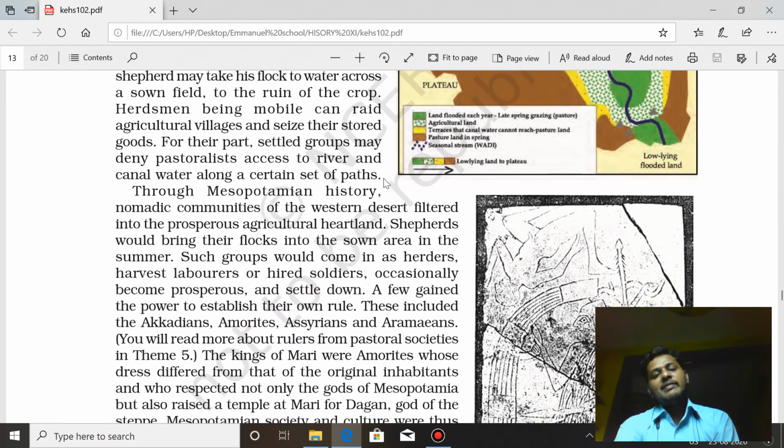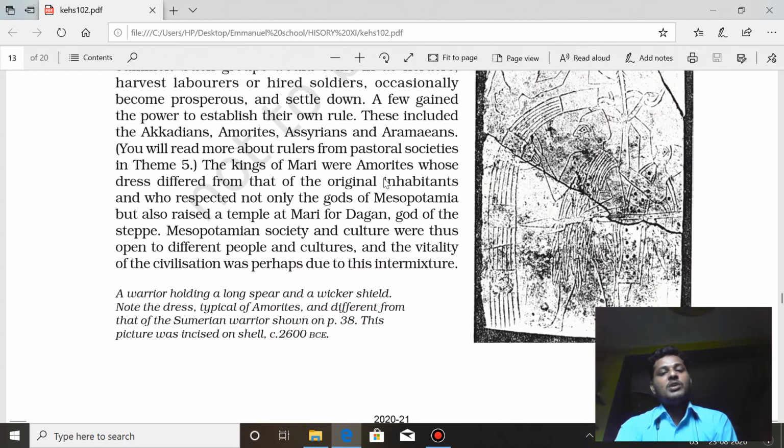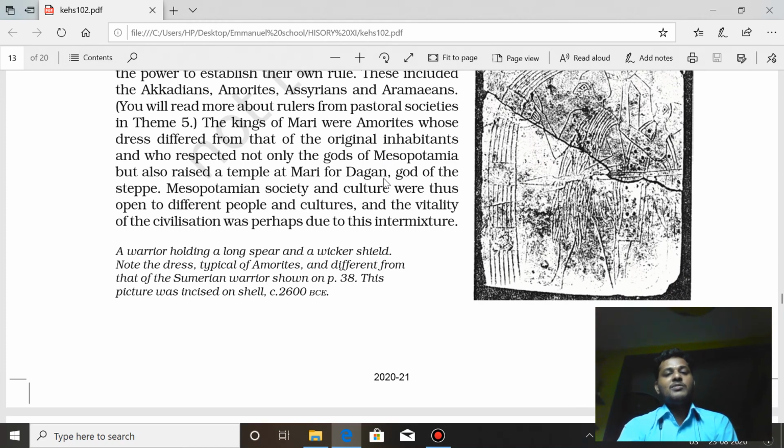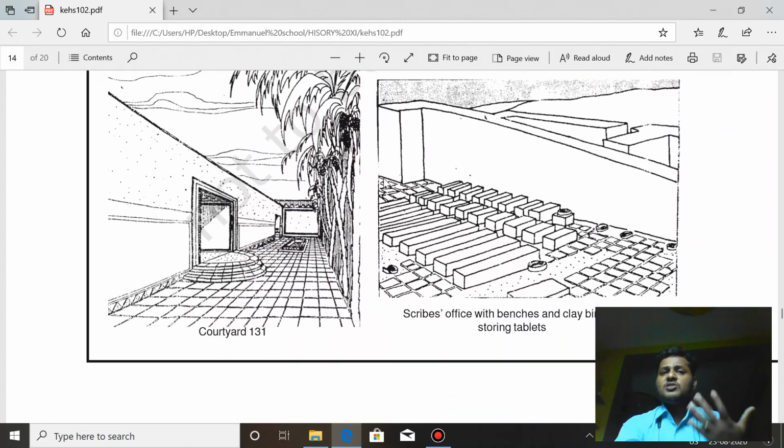Through history we come to know that some nomadic communities from the western desert filtered into this area, and they came for menial jobs like soldiers, laborers and all that. But slowly, when they gained power, they established their own rule, like the Akkadians, Amorites, Assyrians and Armenians. When the Amorites were ruling, they differed from the original inhabitants of that area in dress. They respected not only the Mesopotamian gods, but also had their own god called Dagon, the god of the steppe.